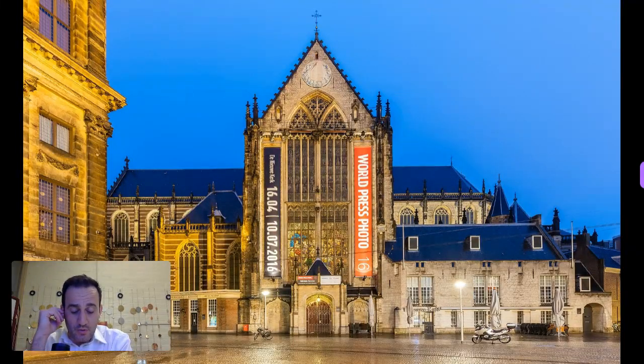This is Nieuwkerk in Amsterdam. And Nieuwkerk, I don't speak Dutch, so I'm just going to spell the word, N-I-E-U-K-I-R-K, which I believe means new church, simply and plainly. Nieuwkerk, and it's in Amsterdam in the Netherlands. This is built at the beginning of the 15th century, 1408. And really, it was built as a church using Gothic detail.